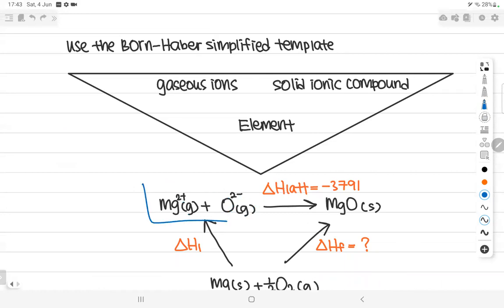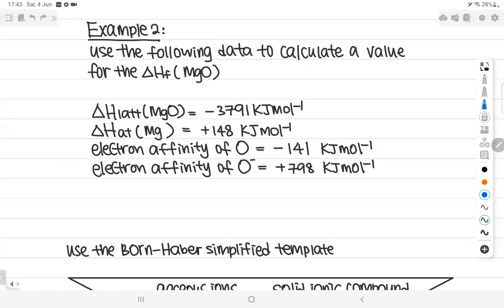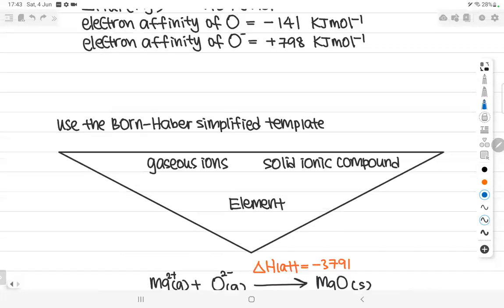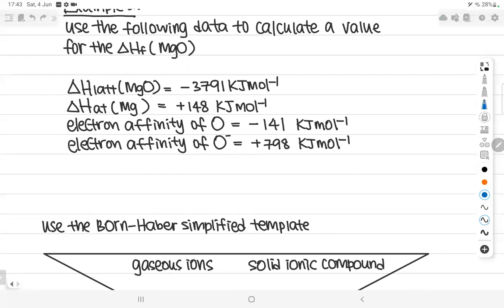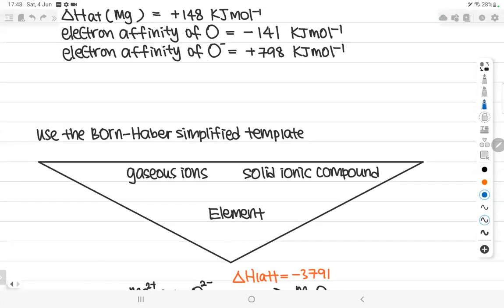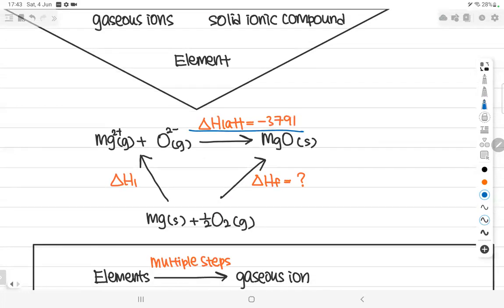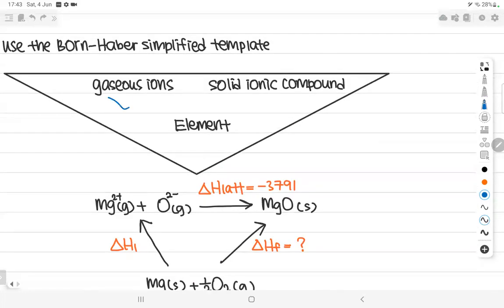When they combine together, they form a solid ionic compound. The solid ionic compound is magnesium oxide. Here we go, magnesium oxide. Not to forget, you must write the state symbol, solid. From gas ions to solid ionic compound, that is lattice energy. The lattice energy value is given, which is negative 3,791. So I put the value negative 3,791. Okay, now I'm done with here.